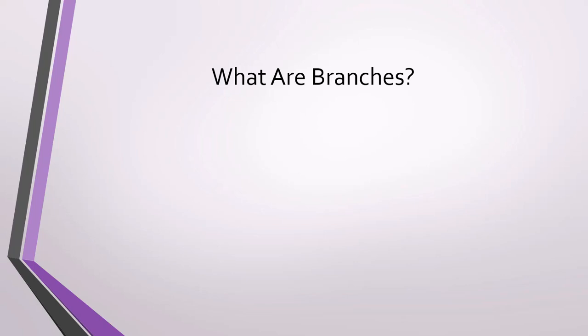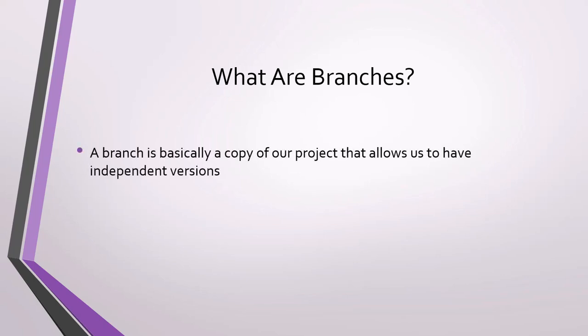In Git, a branch is basically a copy of our project that allows us to have independent versions. In this way, I can be making an application X, for example. And if I want to add new features to the application, I can create a copy of it, make the changes to the copy, and then merge the new version into the original. This, at first glance, seems like something simple, but it is vital for professional software development.